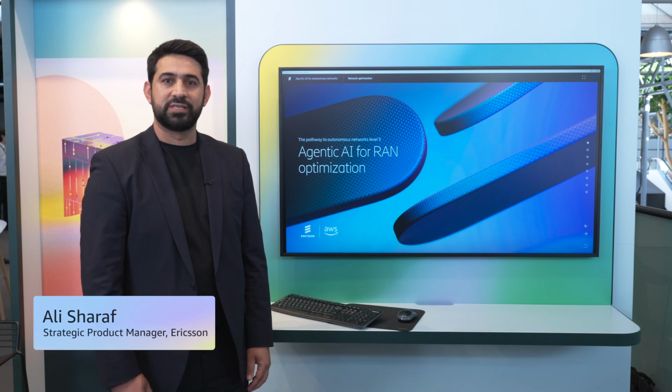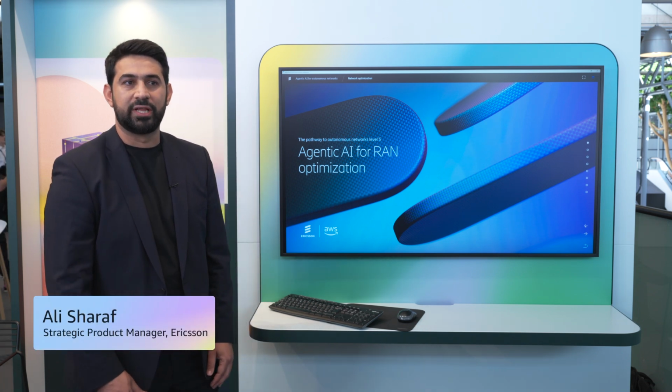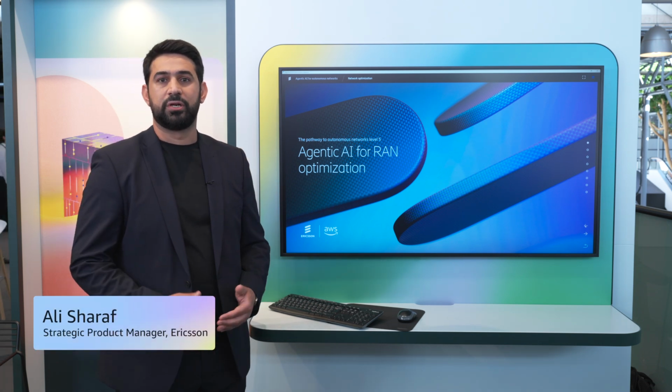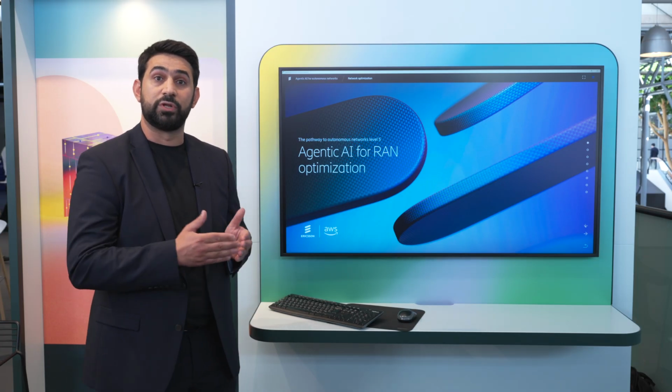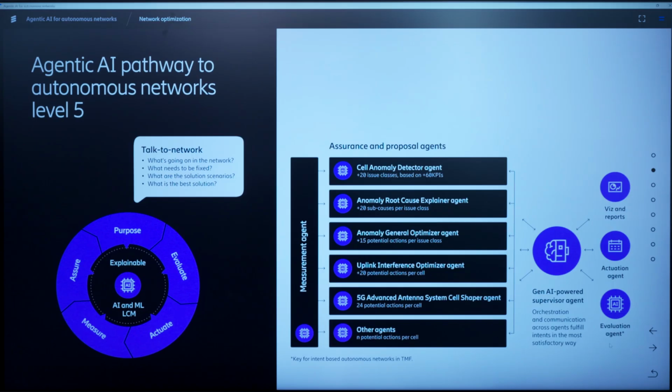Today we are here from Ericsson at the AWS booth to talk a little bit about the Agentic AI architecture, how we help operators move to the next level of autonomy from level 4 to level 5. One of the key capabilities that we have already launched out to the market is our RAP portfolio.